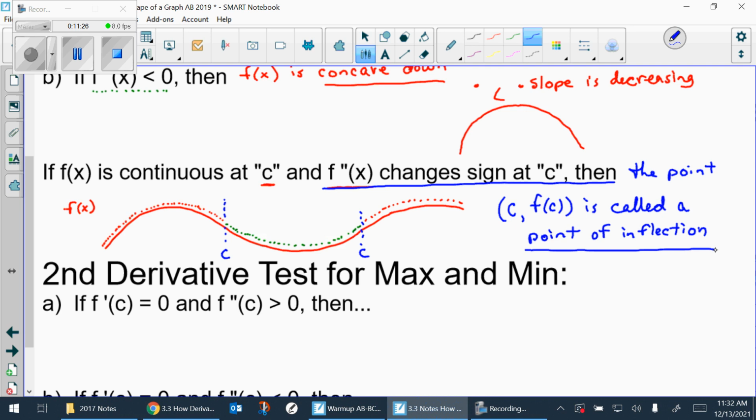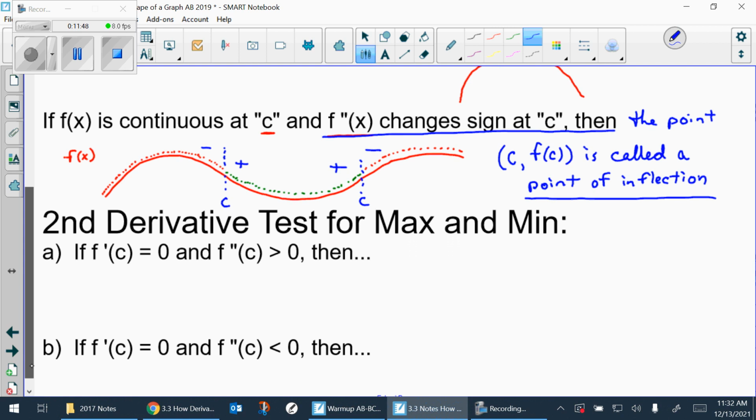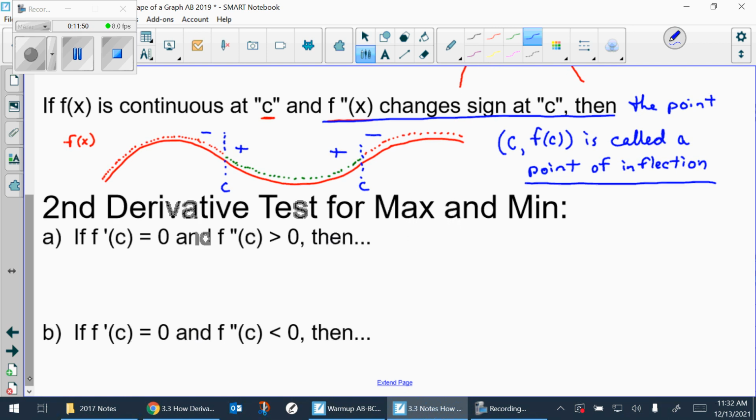All right, so a point of inflection is where the second derivative changes from negative to positive, or where the second derivative changes from being positive to being negative. We have to be specific about what the sign started out as and what it changed to. Then we have something called the second derivative test. Man, there's a lot of information in this section. This is going to take a little time to process.